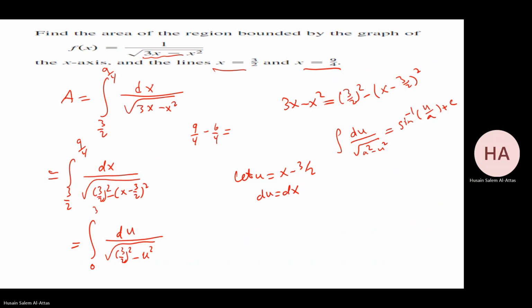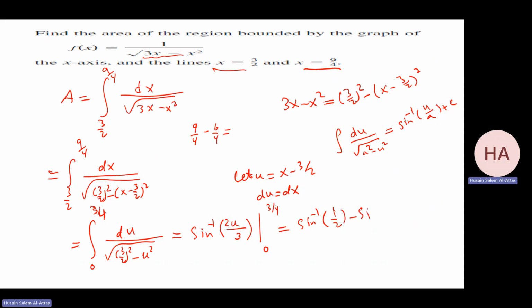So that will be sine inverse u over a, and a is 3 over 2, from 0 to 3 over 4. That will be sine inverse of one half minus sine inverse of 0. And the answer is pi over 6. That's it.